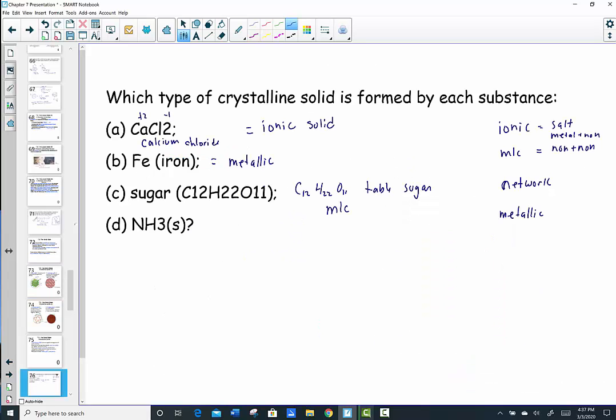And the last one is NH3. NH3 is a molecule, so it would be a molecular solid.